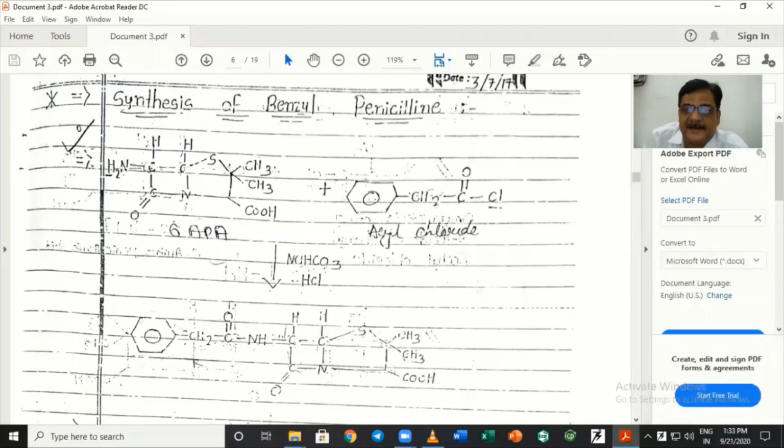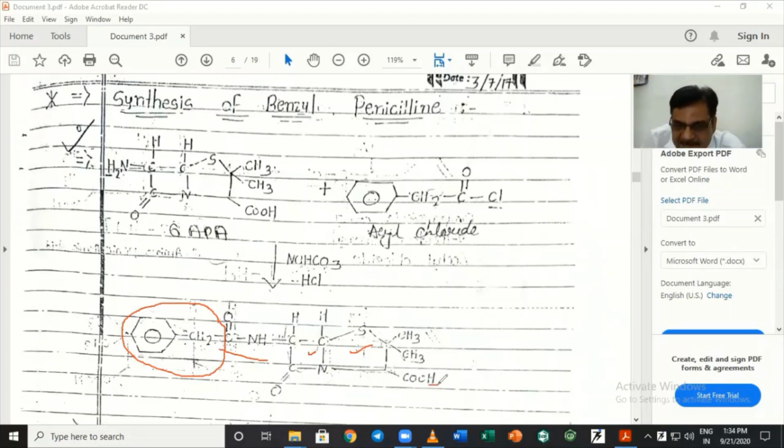Further, we take the acid chloride of benzyl acid, and this is the COCl group. The acid chloride reacts with the amino group and HCl is removed, so a new bond is formed here, the CONH bond. This is a benzyl group. This is the amide group with the beta lactam ring, with the thiazolidine ring structure, with a carboxylic acid group.